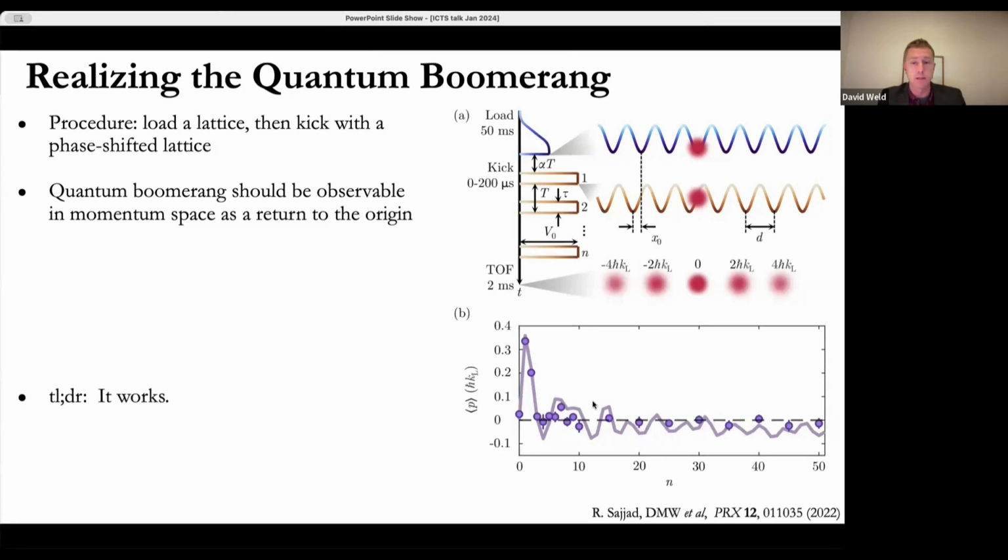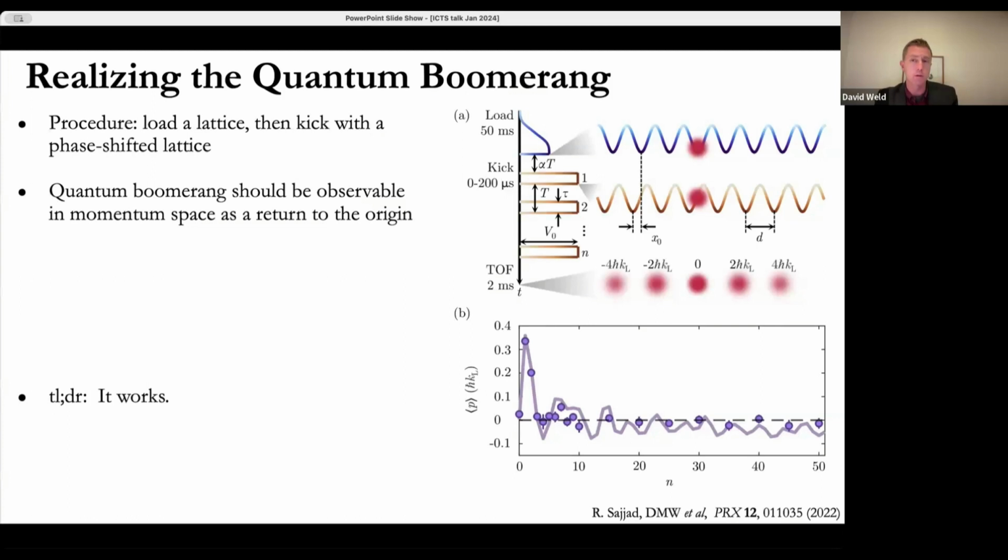So what you see here in these purple dots is the expectation value of the momentum as a function of the kick number out to 50 kicks, and you see that for the first few kicks, the wave packet travels away, then it turns around and comes back, and then for as long as we care to run the experiment, it comes to rest quite close to the origin, not oscillating with the original amplitude, for example. And the reference here at lower right is the paper where we describe this observation.